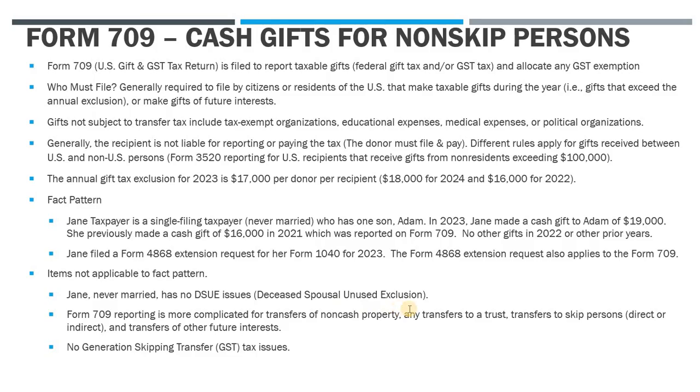So deceased spousal unused exclusion can apply in cases where you're filing and you have a deceased spouse. She's never been married, so it's not applicable to her. The other thing is the 709 reporting gets substantially more complicated when you have transfers of non-cash property, any kind of valuation discounts, transfers to trusts, skip persons, GST issues, E-tip issues. So it's really important to remember that this is a very, very straightforward, simple example where we just have a cash gift to a non-skip person.